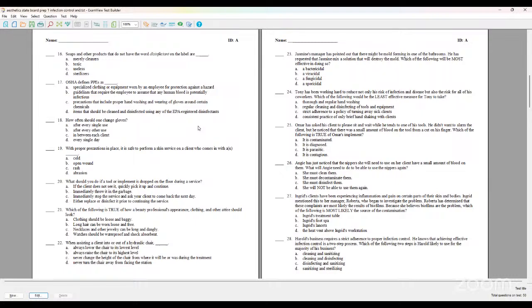21. Which of the following is true, keyword true, of how a beauty professional's appearance, clothing, and other attire should look? 21.